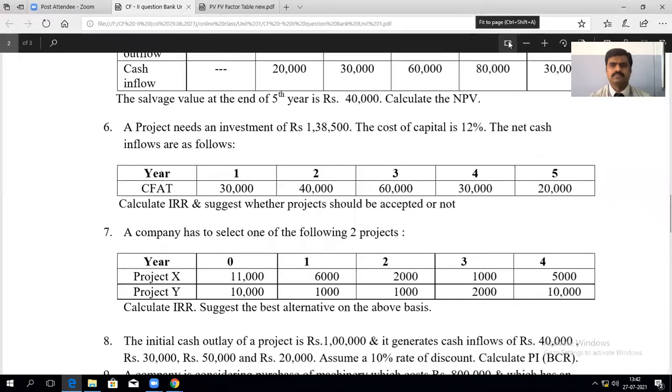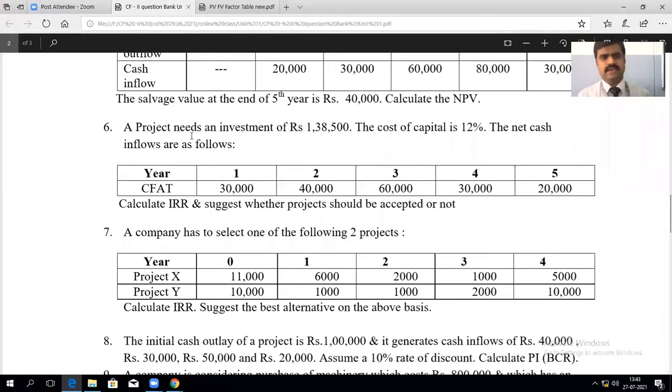A project needs an investment of rupees 1,38,500. The cost of capital is 12%. The net cash inflows are as follows: year one CFAT 30,000, second year 40,000, third year 60,000, fourth year 30,000, and fifth year 20,000. Calculate IRR and suggest whether the project should be accepted or not. Okay, thank you very much.